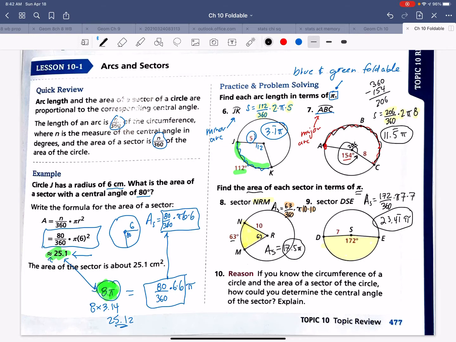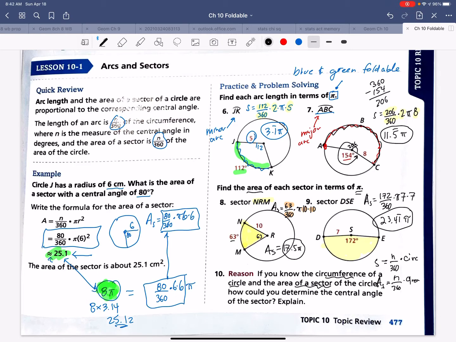Last question in the section. If you know the circumference of a circle and the area of the sector, so this was off of our foldable, it's this portion or arc length times my circumference, or our sector is this portion times the... I got this wrong. This would be S, and this was the area of a sector. If I know my area of the whole thing, how could you determine the central angle?